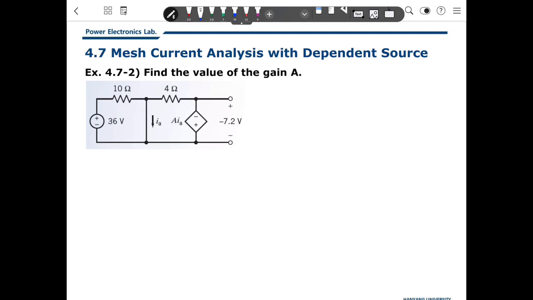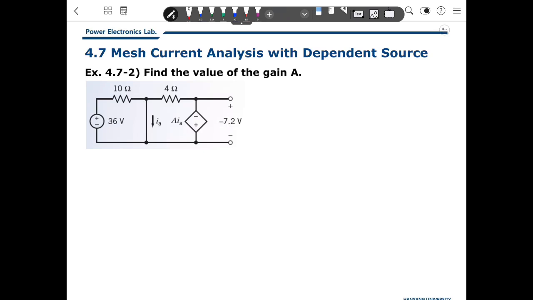We find the voltage gain A. This is the dependent current source here. The value of the current source is minus 7.2, but that will be given by the current here, and the gain is A. So we should define and find the value of the gain A. What should we do? Because there is a dependent source, we should define that variable based on the mesh equation.